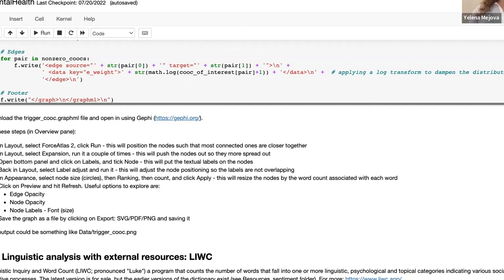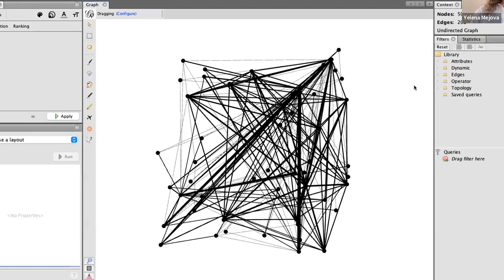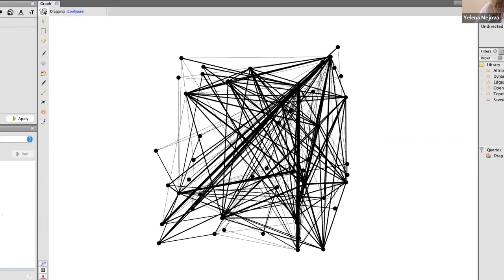I will have to do this. Okay. So there you can mess around with it. It's very fun. So this is a random layout.